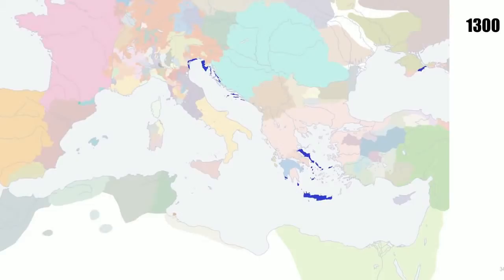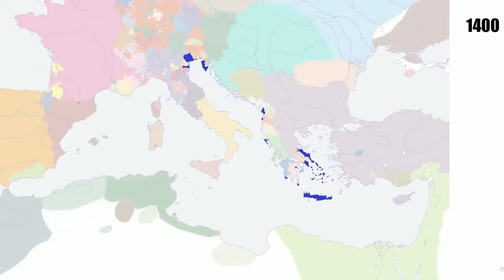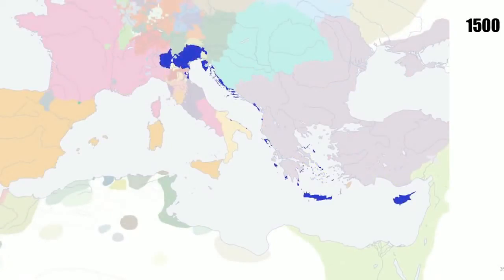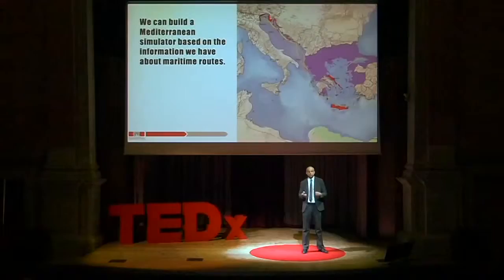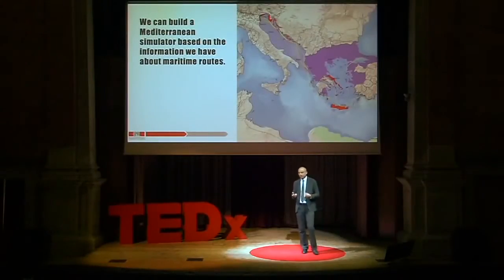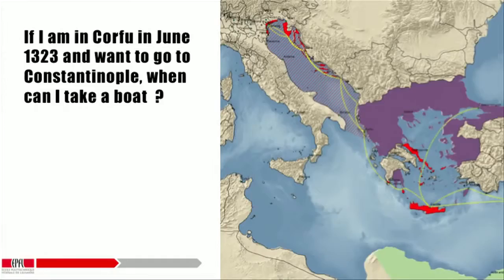But you can even do other things, because in these maritime routes, there are regular patterns. You can go one step beyond and actually create a simulation system, a Mediterranean simulator, which is capable of reconstructing even the information we're missing, and which would enable you to ask questions as if you were using a route planner. If I am in Corfu in June 1323 and want to go to Constantinople, where can I take a boat? Probably we can answer this question with 1 or 2 or 3 days precision.